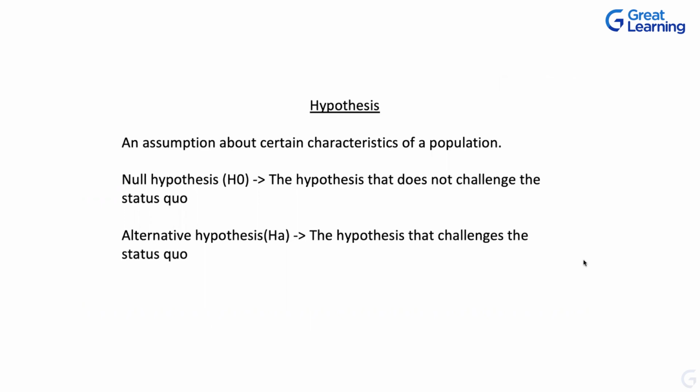What is the norm here? The bottle contains 500 ml is the norm. So the accepted norm is generally called your null hypothesis. What you are proposing contrary to the accepted norm is your alternative hypothesis. It challenges the status quo. You understand the concepts here, how these two work? This is very important.